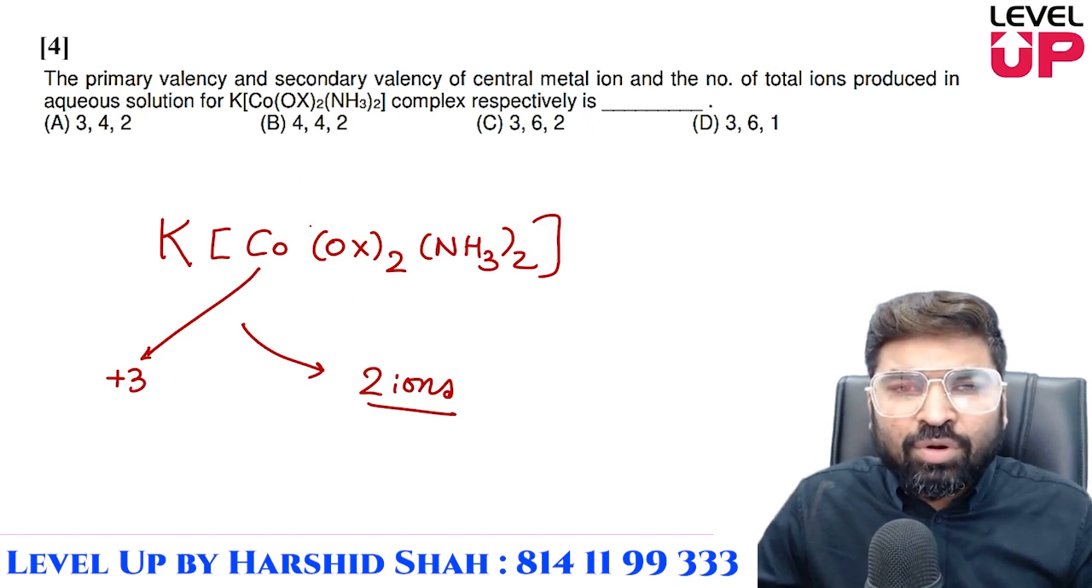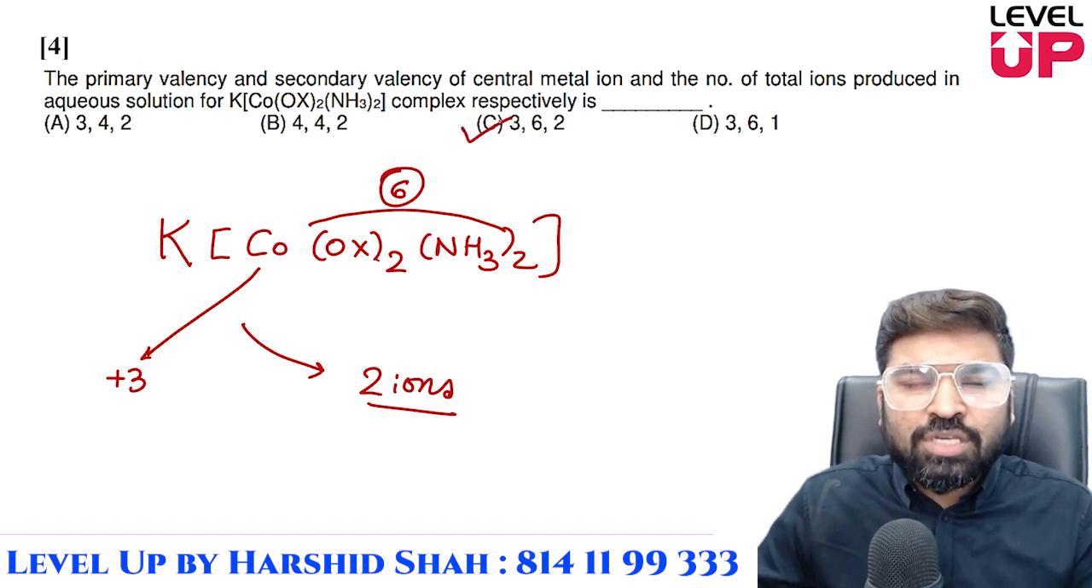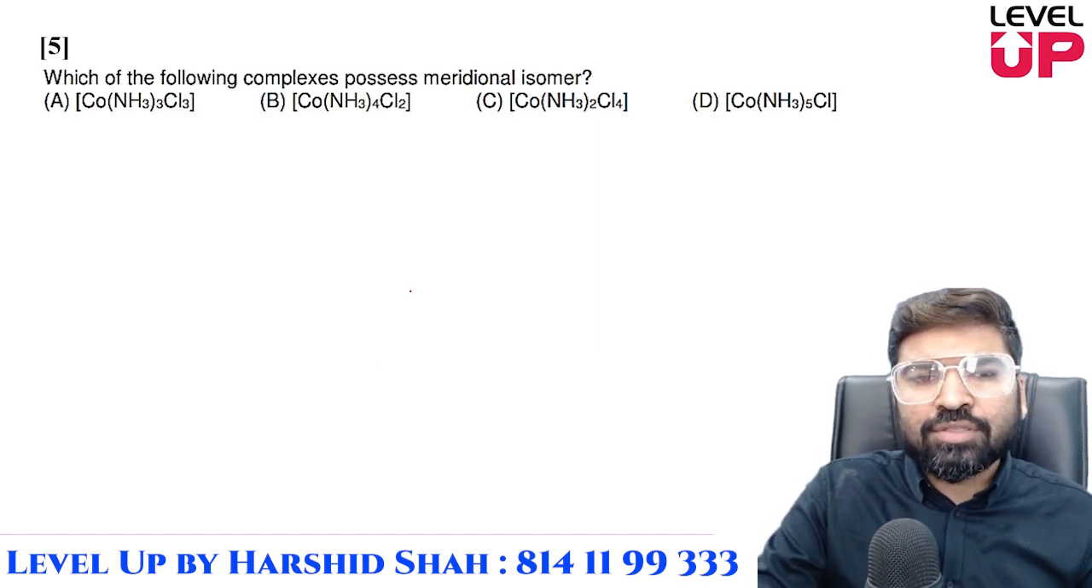And if you look at the secondary valency, oxalate is a bidentate and ammonia is a monodentate ligand. So 2 twos are 4, plus 2 is equal to 6. So 3, 6 and 2 would be your answer. Option C is your correct answer. Rather than elimination, go for the direct answer here.